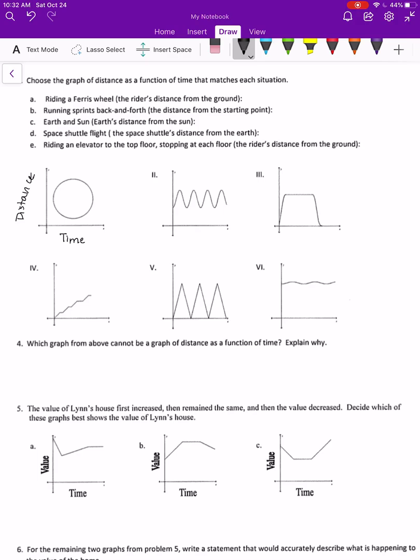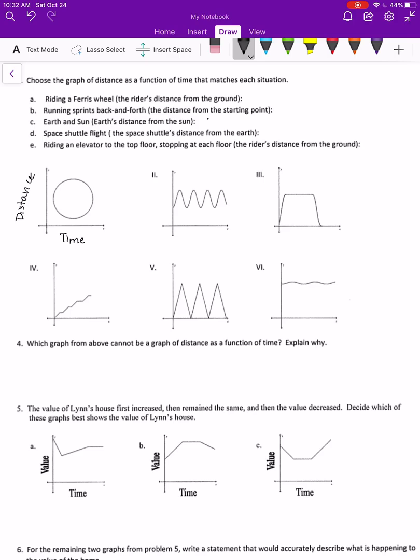B, running sprints back and forth, the distance from the starting point. The Earth and Sun, Earth's distance from the sun, what would that look like? The space shuttle flight, the space shuttle's distance from the Earth. What might that look like? And then riding an elevator to the top, stopping at each floor, and that's the rider's distance from the ground. So there are 5 you need to match up.